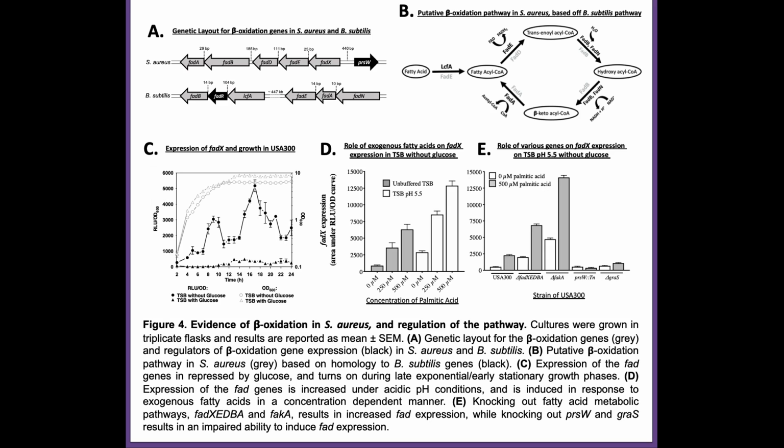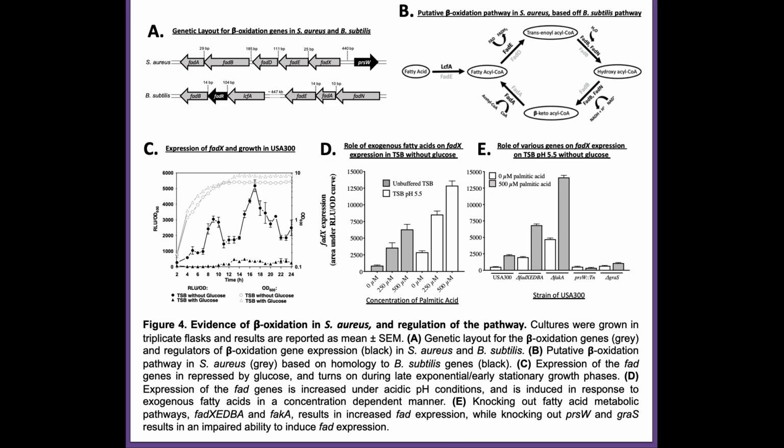Because this is a completely new area of investigation, we first wanted to get an understanding of how the fad genes are regulated. When are they expressed? When are they turned off? What conditions may do this? In Figure 4c, what we see is that glucose really represses expression of our fad genes. And this makes sense, as in other bacteria as well, glucose is the preferred carbon source, so if glucose is present, it will repress expression of these beta oxidation pathways.